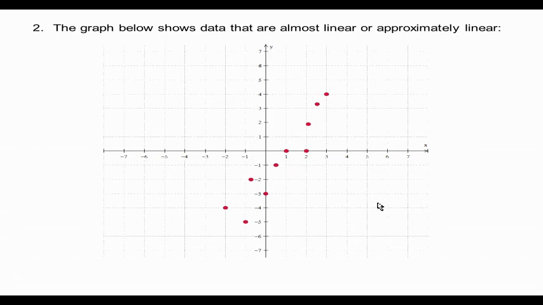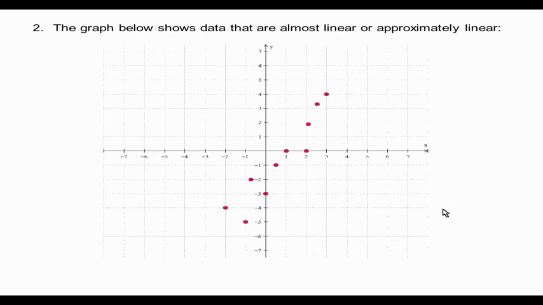Number 2, the graph below shows data that are almost linear or approximately linear. It's kind of like if I were to lay a ruler up to this, maybe you could find it going through some of the points, but not all of them. A few of these appear to be off by themselves, but more or less the data has the shape of a line. So those data points are almost linear. So we'd be looking for a line that closely approximates them.